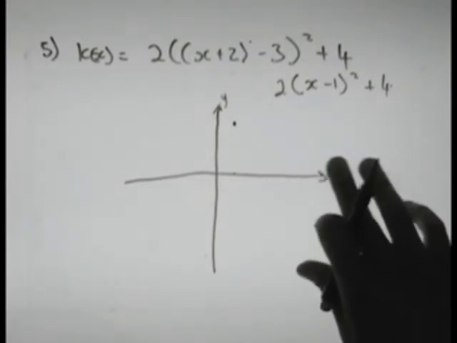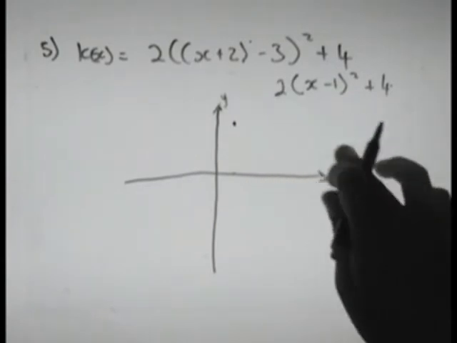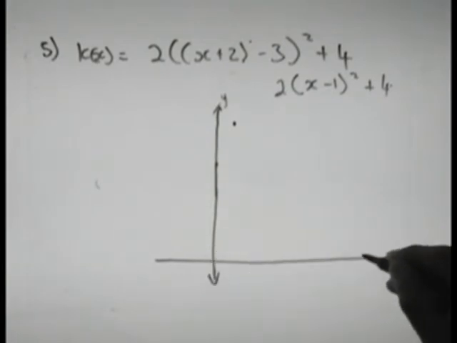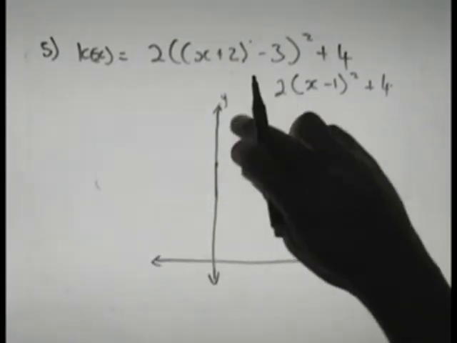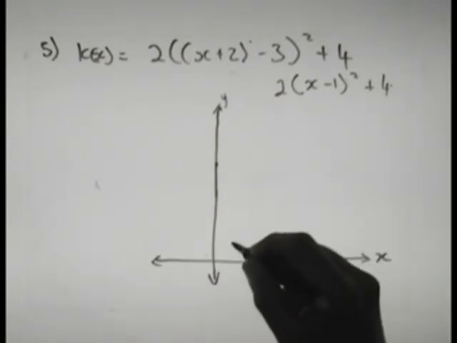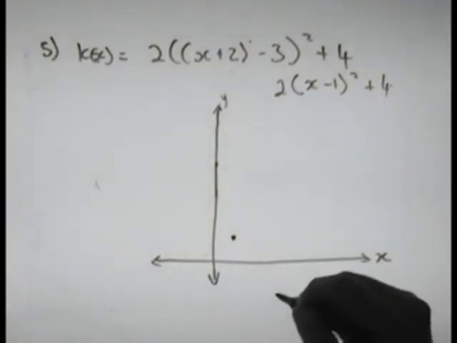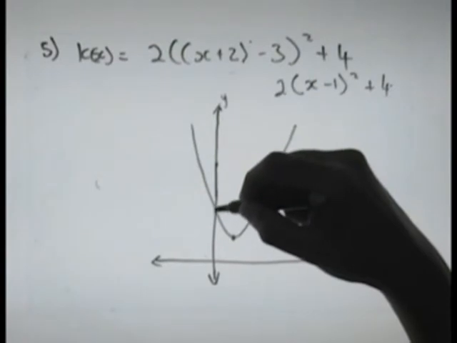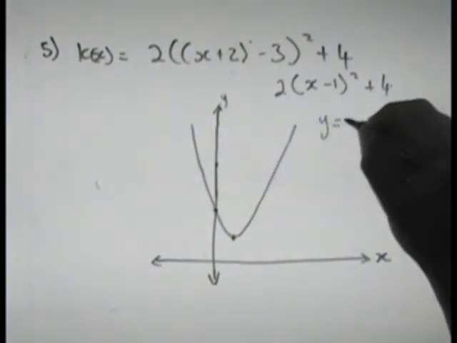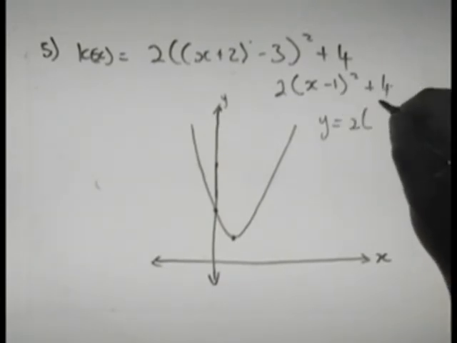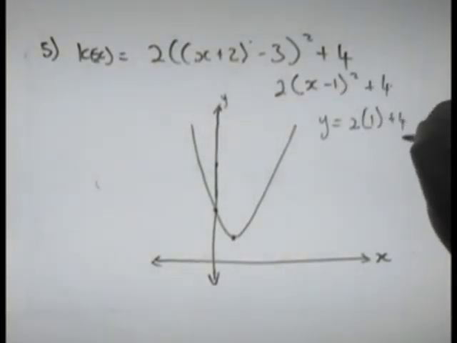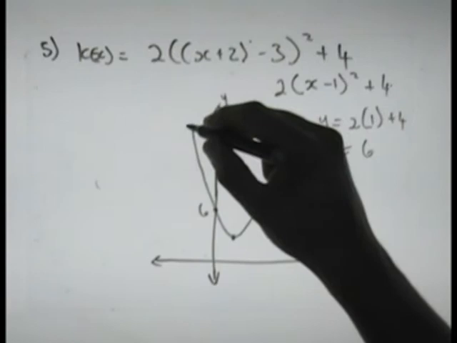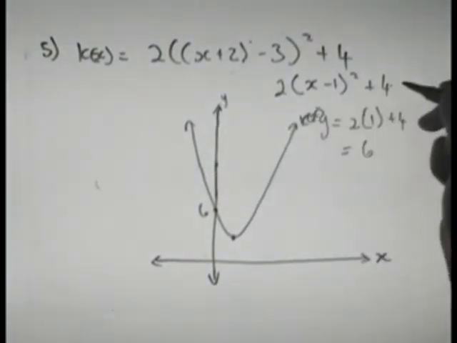Because my graph is going to end up looking like that, let's bring my x-axis down a lot. So that's my y-axis. Let's put my x-axis over here. The turning point of 1 and 4 is going to be somewhere over here. That means that my graph is going to look like that. My y-intercept is when x is equal to 0. That means that y will equal 2 times (0 minus 1) squared, which is 1, plus 4, which is equal to 2 plus 4, which is 6. And that is the graph of k of x.